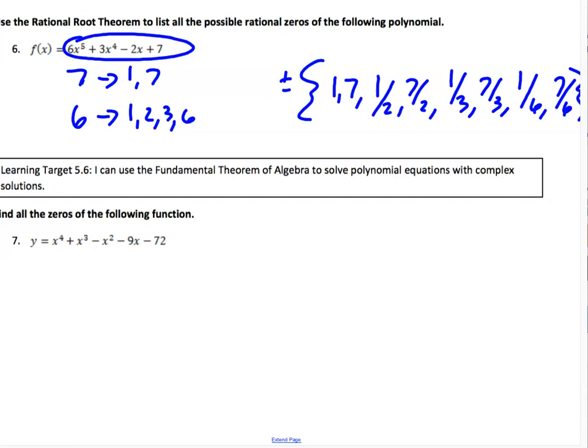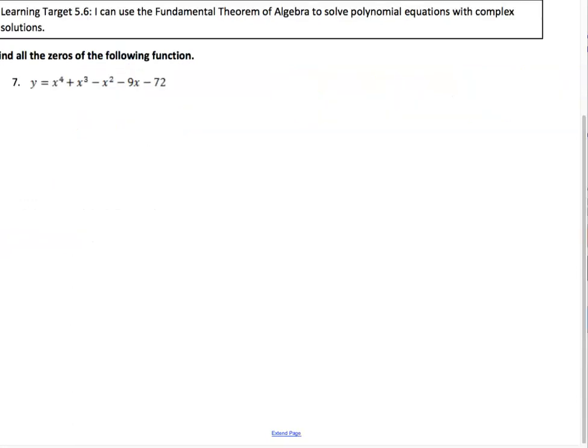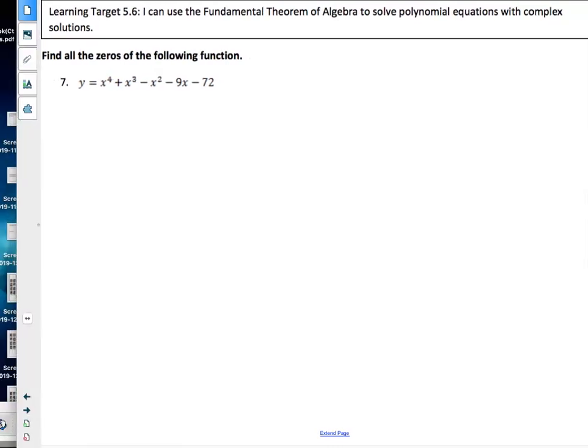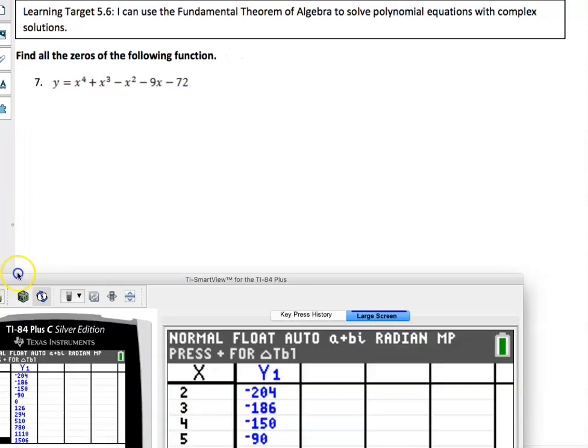Okay. And finally, number 7, find all the zeros. Hopefully you know that your zeros are going to be factors of 72. If I wrote down my possibilities, I'd have 72 and 1, and so there'd be factors of 72. But we're going to use our calculator. So I can locate my calculator again here.